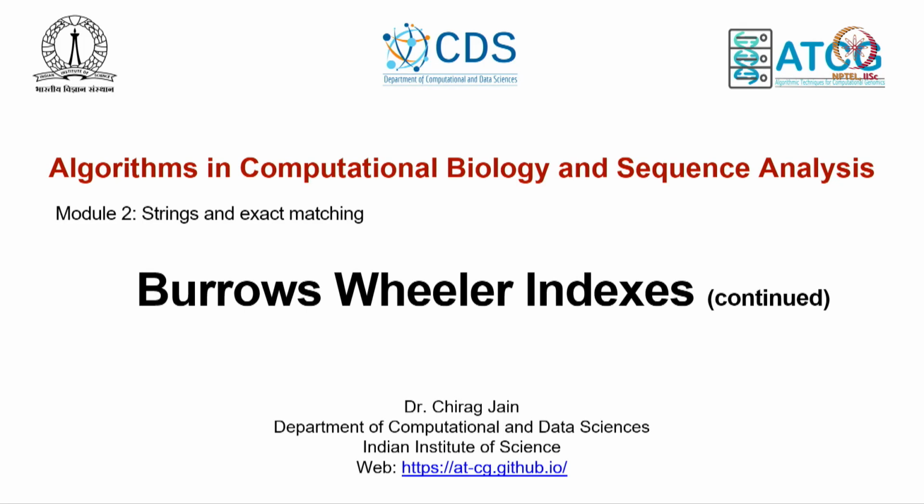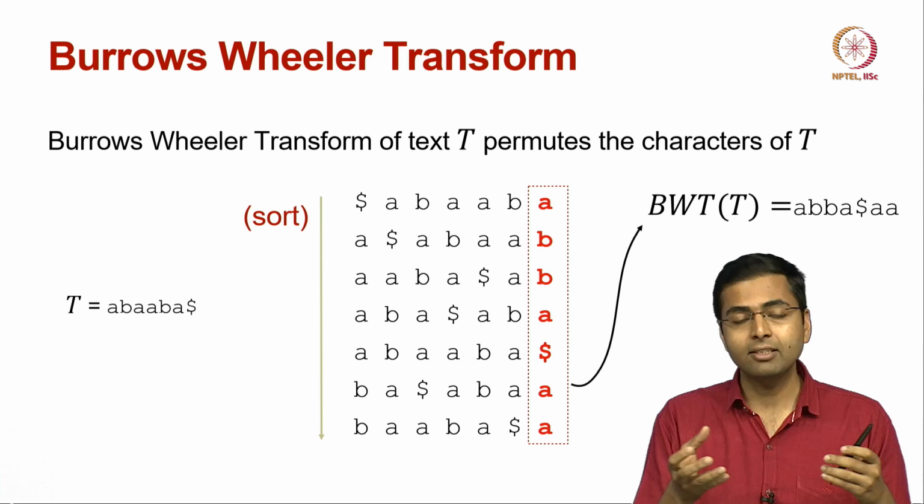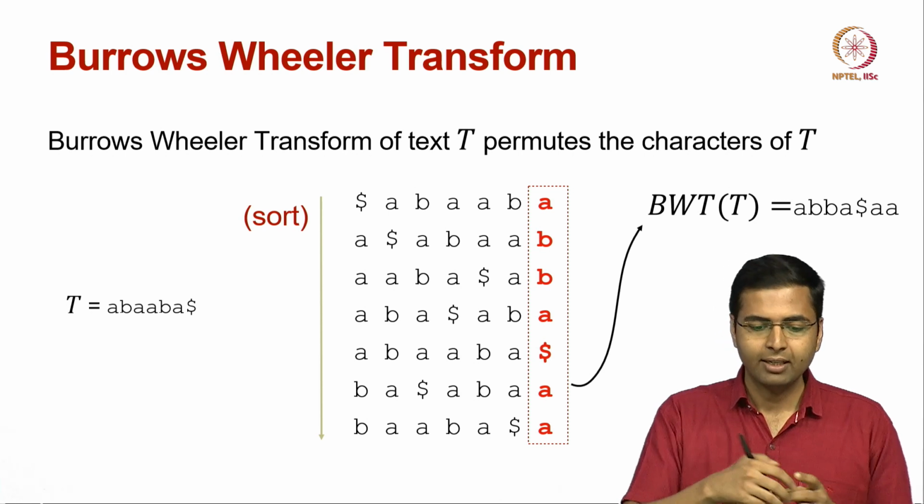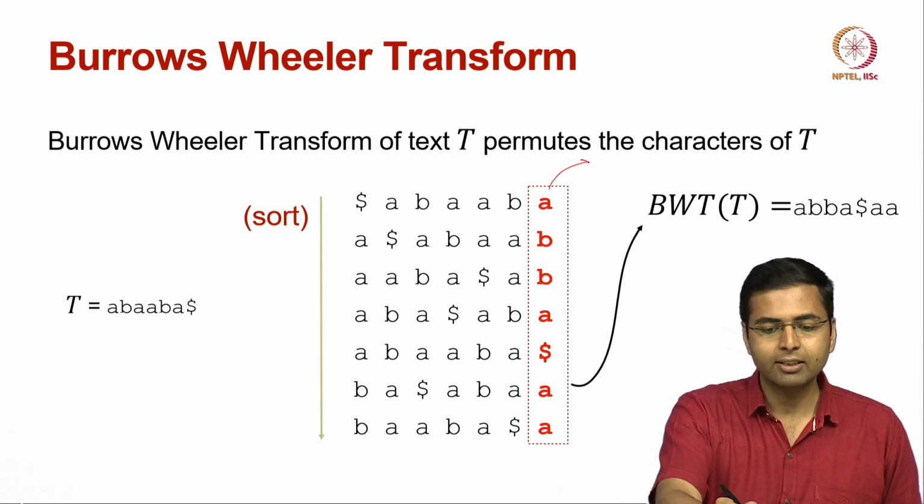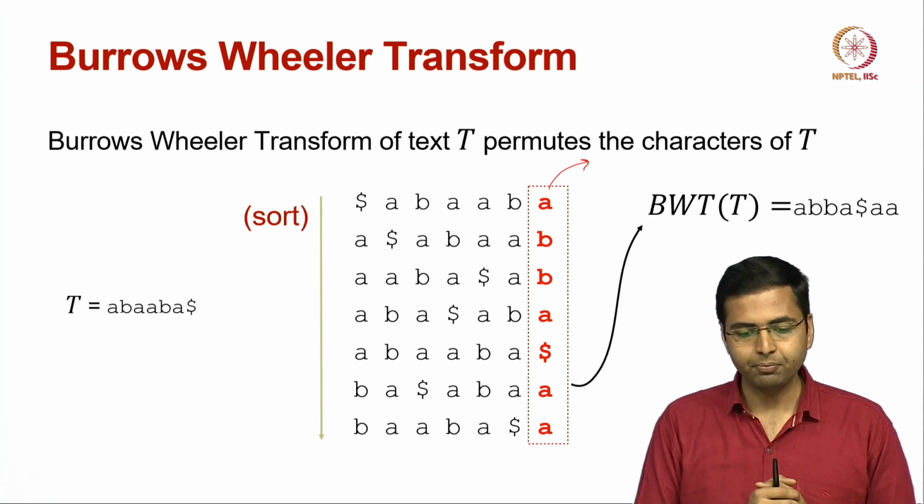So, welcome back. We will continue the topic of Burrows Wheeler indexes. We closed the last lecture by discussing the Burrows Wheeler transform and how we permute the characters of the text to obtain it. This is an extremely simple method. All we did was take all the cyclic rotations, sort them lexicographically, and look at the last column of this matrix to obtain the Burrows Wheeler transform.